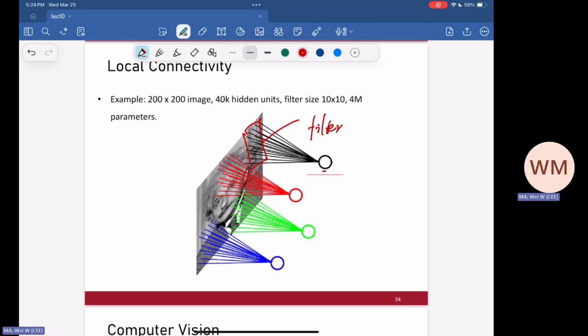Okay, this term filter comes from traditional image processing. So they just use the same word. Filter in Chinese is 滤镜. Okay, I think 滤 or filter, something like that.